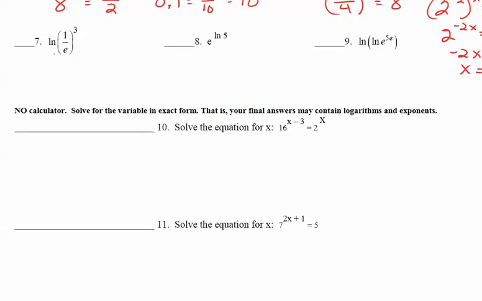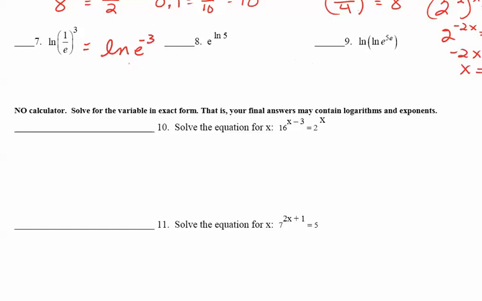All right, 7, we're back to a natural log. So we want to come up with 1/e to the 3rd. So another way, lots of different ways of thinking about this. I could say that this is e to the -1, so I could rewrite it this way.